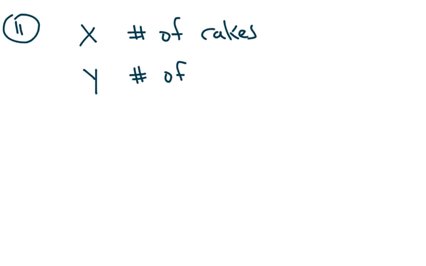Well, first we need to define our variables. Let's call X the number of cakes, just because cakes came first. And we'll identify Y as the number of pies.